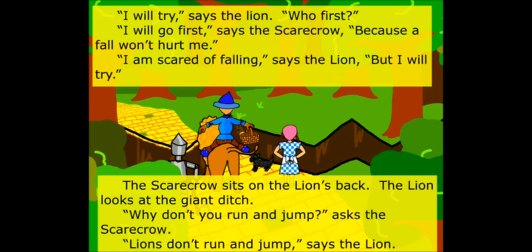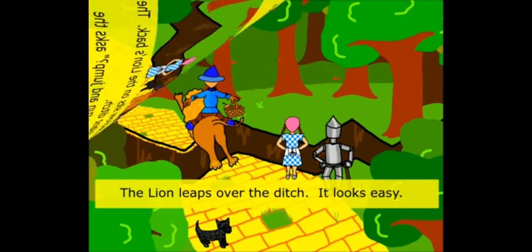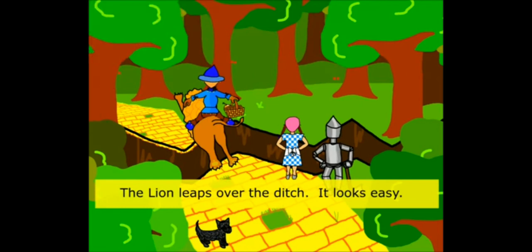"I'm scared of falling," says the Lion, "but I will try." The Scarecrow sits on the Lion's back. The Lion looks at the giant ditch. "Why don't you run and jump?" asks the Scarecrow. "Lions don't run and jump," says the Lion. So here is what is happening there actually. The Lion leaps over the ditch. It looks easy for him to jump over the ditch there.